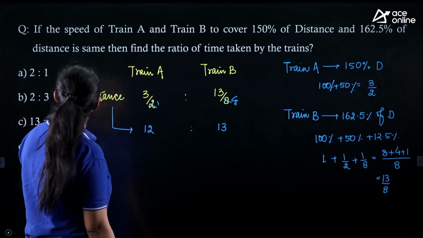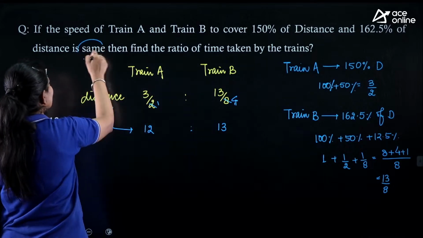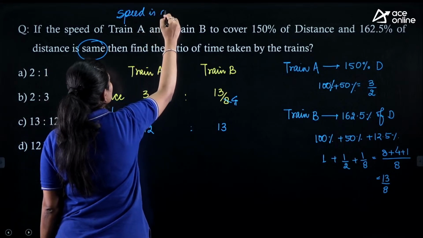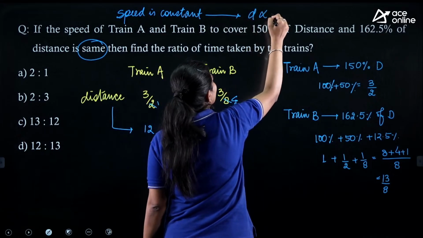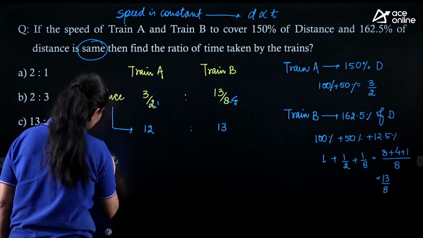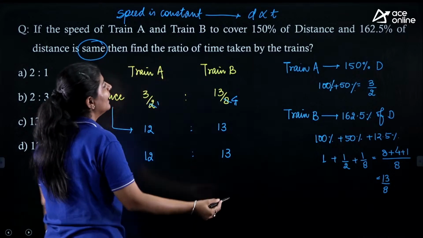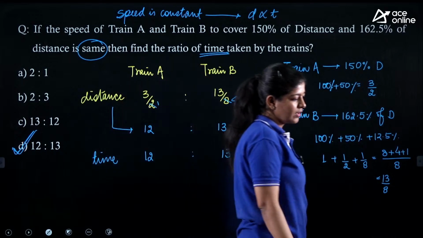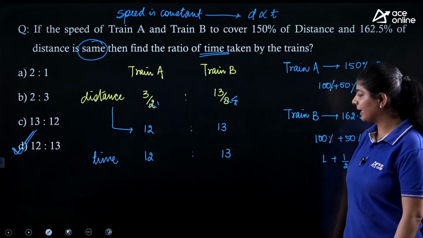And the question says that the speed of train A and train B is the same. That means if the speed is constant, as we already studied, then distance is directly proportional to the time. That means the same ratio remains for the time. So for the time also we get 12:13, and that's what we need to find out. That means option number D is the correct one. It's quite simple, right? Next.